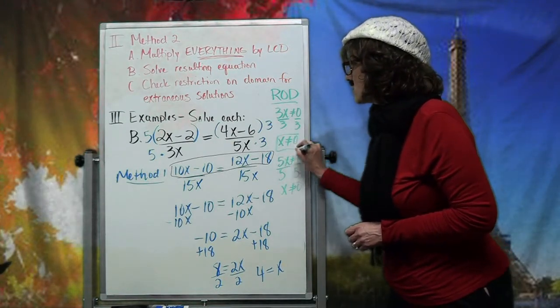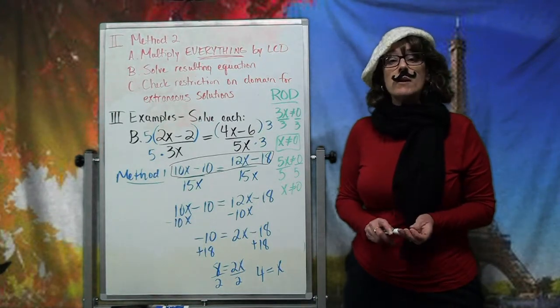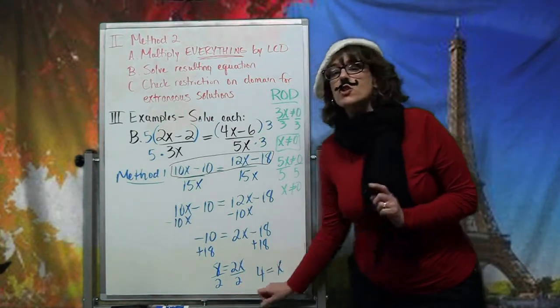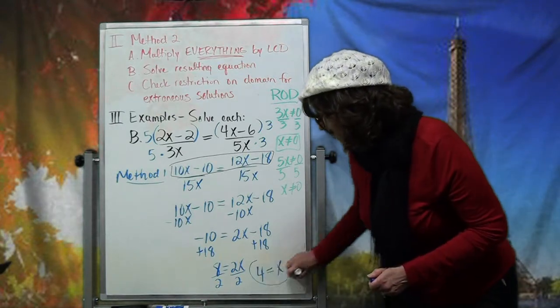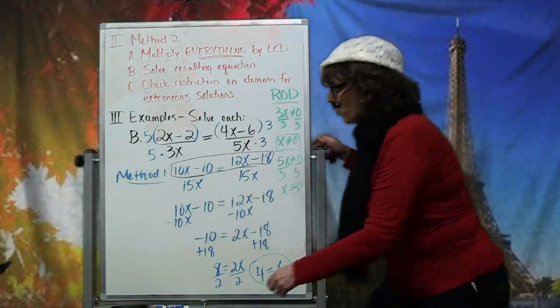I'm getting the exact same restriction on the domain in both cases. But the beauty is, I didn't say x should be a 0. I said x should be a 4. 4 is not a part of the restriction on the domain, so my 4 is perfectly fine. So that, again, is method 1.